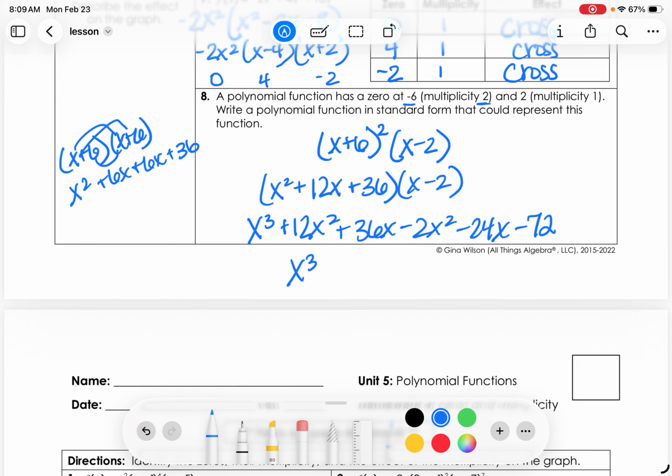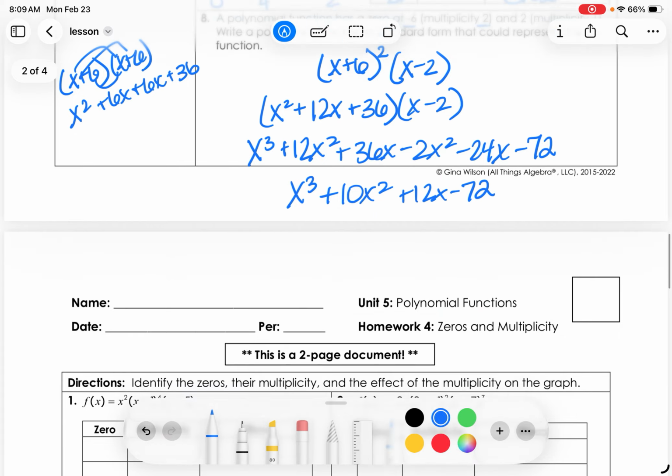We have to simplify that. Okay, and that's what I got. That is a standard form polynomial function that could have that, okay? So that's how you would do something like that. Come up with the pieces here and then kind of FOIL backwards.